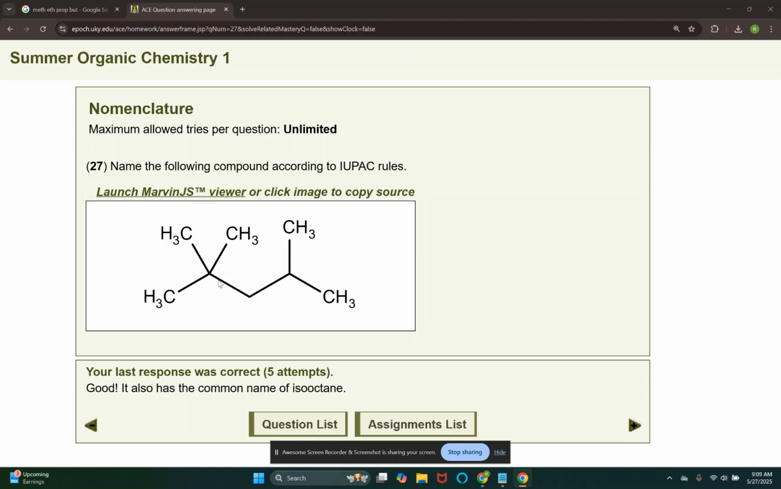So let's try this. One, two, three, four, five. That's still five. Okay. How about this direction? One, two, three, four, five. Okay. So no matter which direction we go, we're getting five, which is pent. So we know it's going to be pent something.